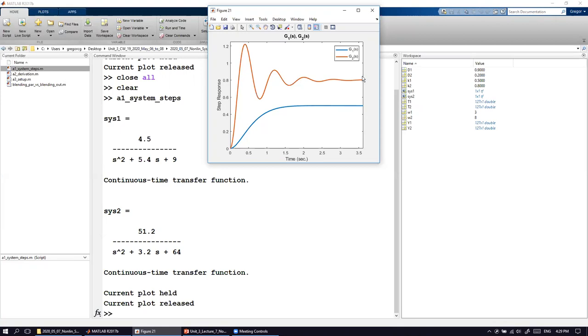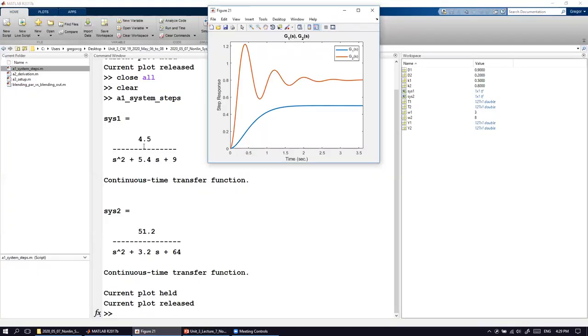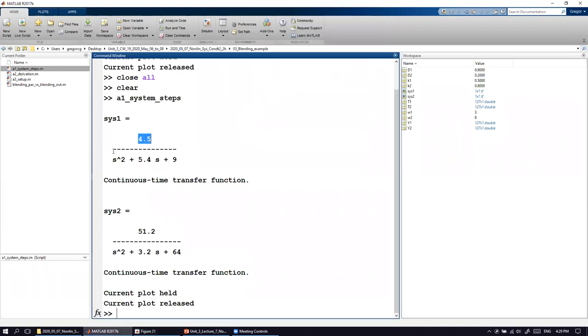Okay, so for example, one model would have parameters like this. So this would be one transfer function, and the other would be something like that. And now I'll do that with the pen and paper, or with the pen and the board. Otherwise it would be too hard to understand.